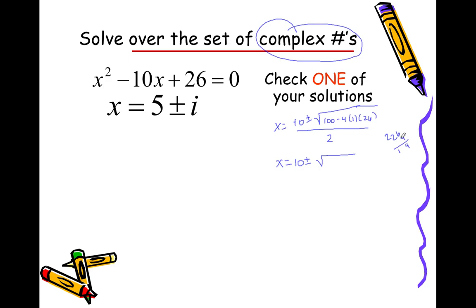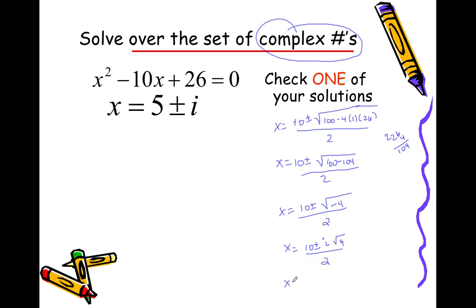Right? 8, 9, 10, 104. So I get 100 minus 104 all over 2. X is equal to 10 plus or minus the square root of -4 over 2. This is why you did the homework last night. X is 10 plus or minus... suck that negative out. It becomes an i times the square root of 4 over 2.